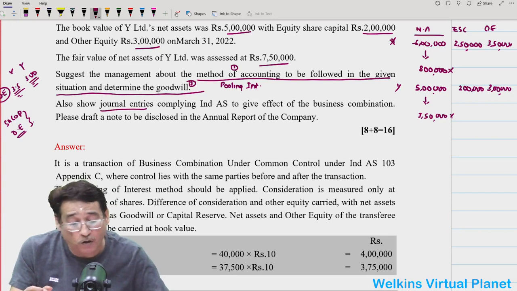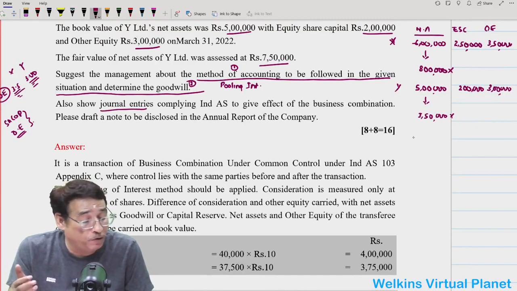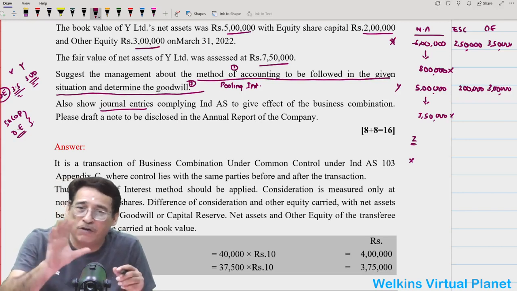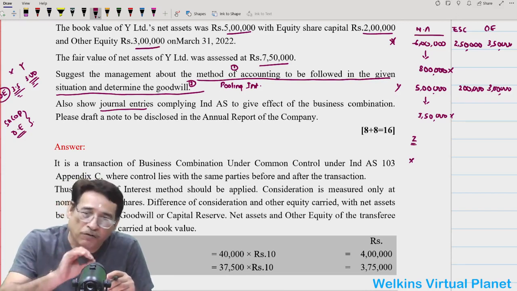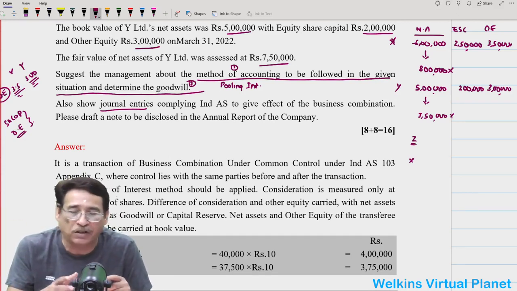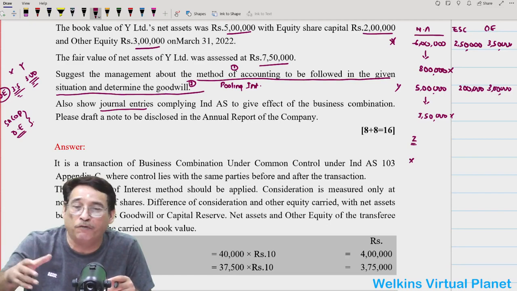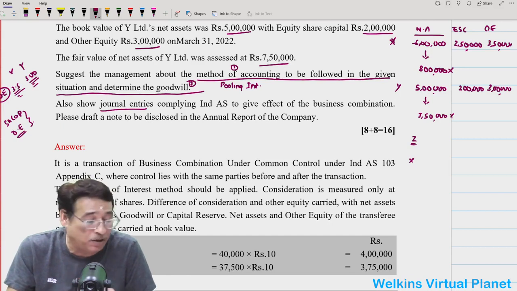Now, in order to find out goodwill, first I would like you to understand the entries, in the books of, of course, Jet Limited. Jet Limited is taking over X Limited and Y Limited. Under common control, reverse acquisition is not possible. Try to understand this point also. Reverse acquisition is possible only in case of the acquisition method. Some of you might get confused by this. On the one hand, I am saying that control is still in the hands of X and Y, so some of you might think, sir, it becomes a case of reverse acquisition. It cannot be a case of reverse acquisition because it is a case of common control. In case of common control, reverse acquisition is not possible.